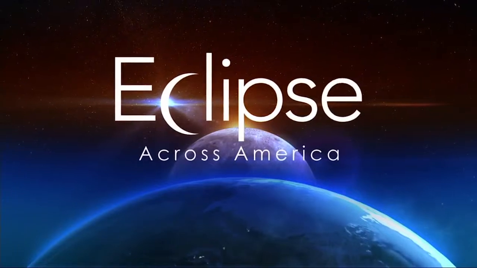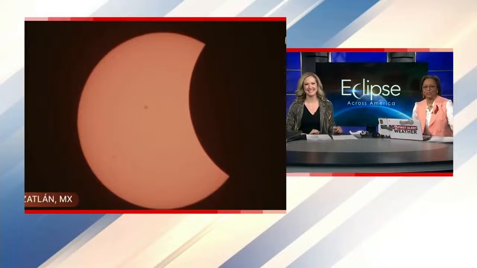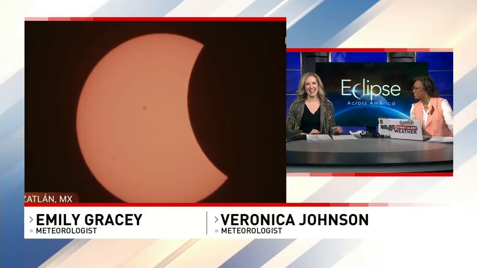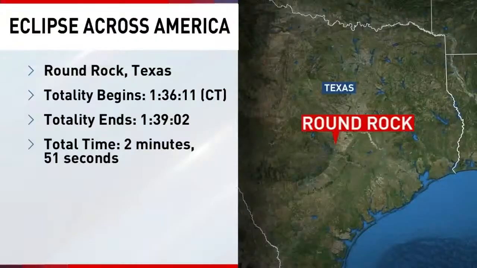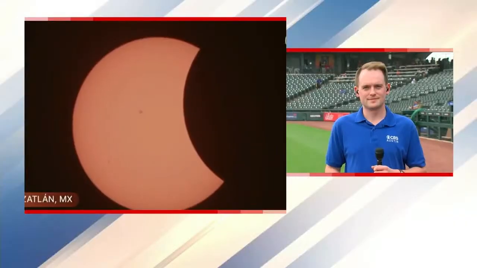Welcome back to our coverage of the eclipse across America. Let's continue our trip along totality by returning now to Texas. Yes, Round Rock is just north of Austin. Totality begins there at 1:36 local time. It's also the home of the AAA baseball team that plays at Dell Diamond, and that's where meteorologist Avery Tomasco is right now. What's happening at the stadium there? Oh, it's empty.